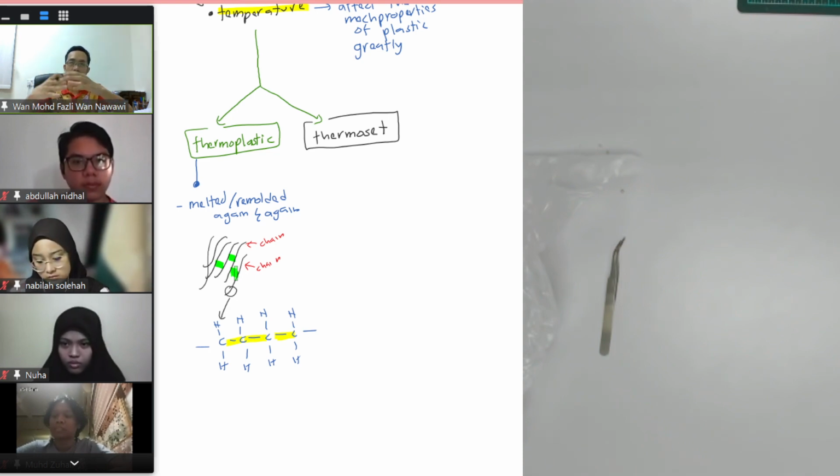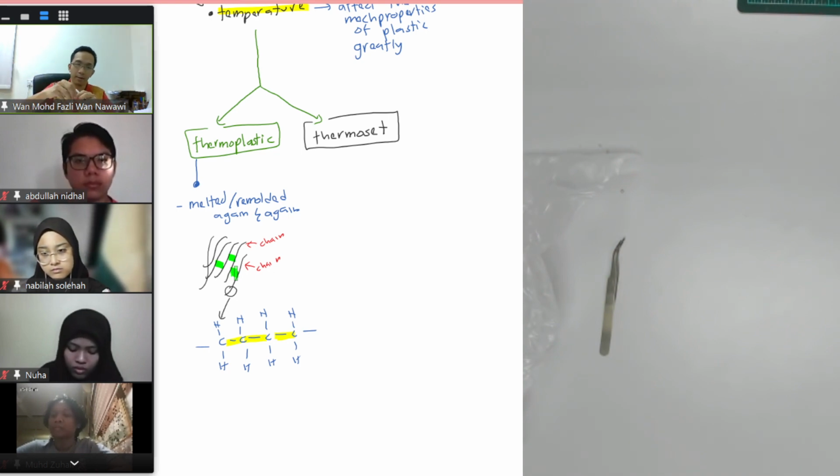It's like spaghetti. Imagine spaghetti. You make spaghetti in a bowl. The chain of the spaghetti itself is strong, but between spaghetti, you can easily put them here and there, right? So plastic is more like that, the molecular structure of the plastic. So that's why you can melt plastic and reuse it again.